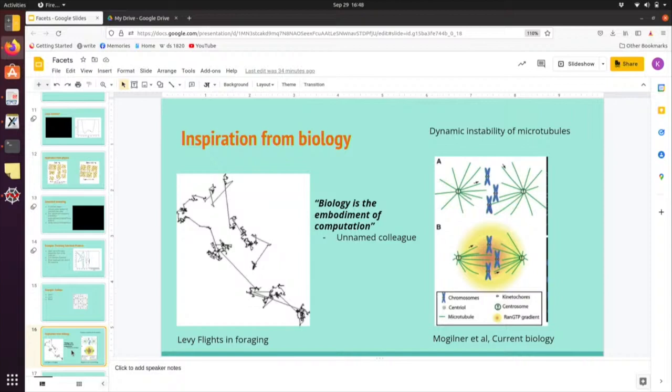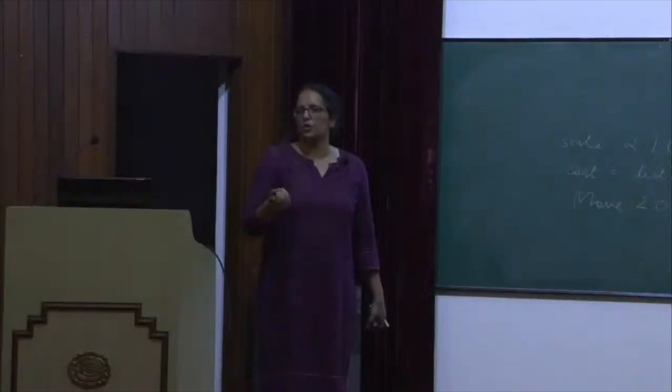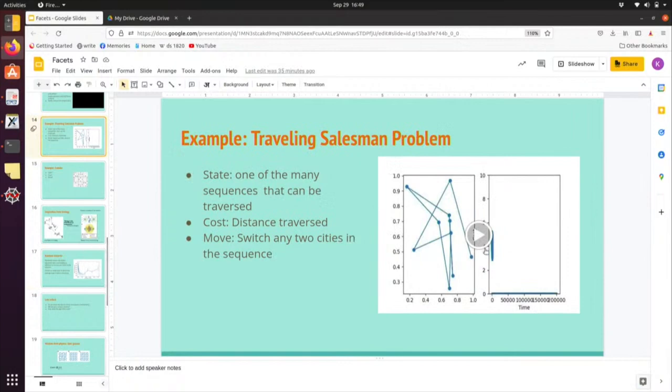So I actually worked on this with a student who was interested in computation but was a biology student. So I had to come up with a problem with which he would be interested in. So we decided to try out this random restart process for a traveling salesman problem. Okay. So what we did was, you randomly restart the entire traveling salesman algorithm. I don't know if I showed you the movie for traveling salesman simulated annealing. Let me just go back and play this movie.